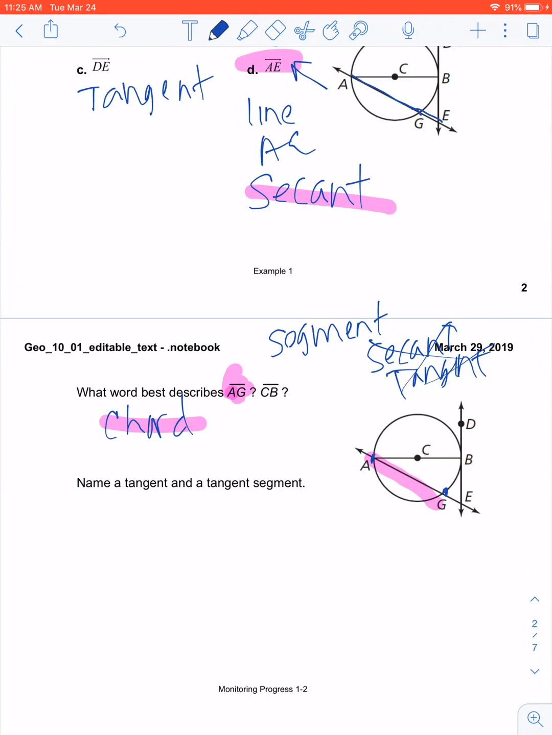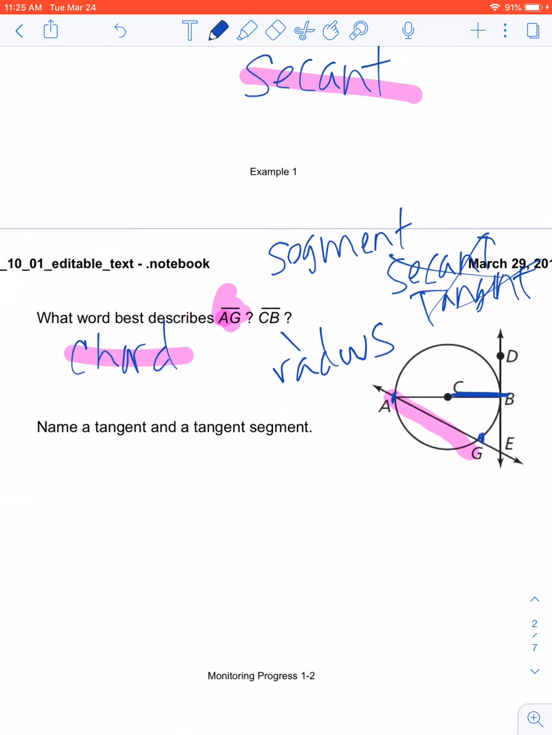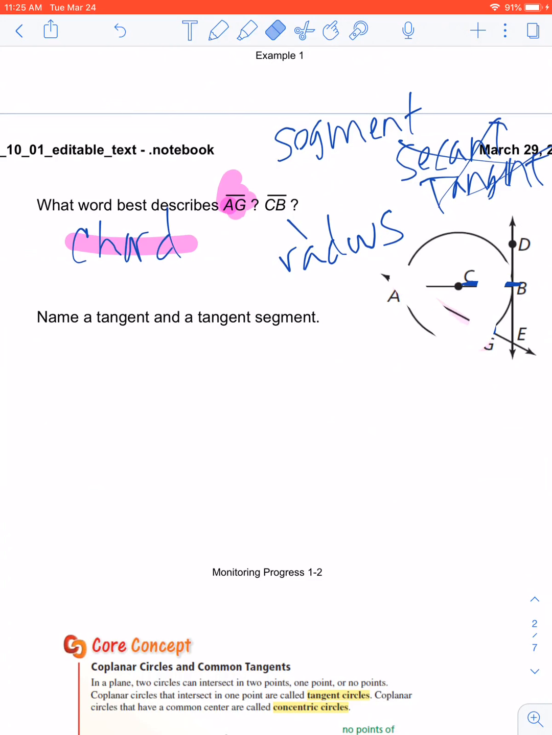All right, let's look at CB. Those are usually the easiest ones. It starts at the center, ends at the endpoint. So CB is a radius. Okay, let's erase some of this.